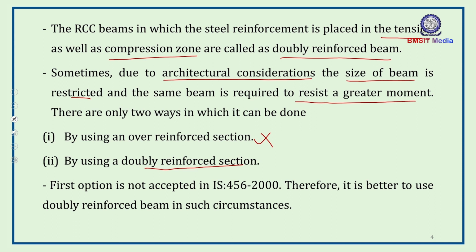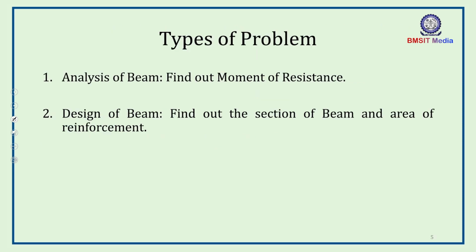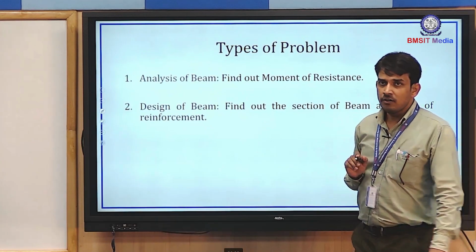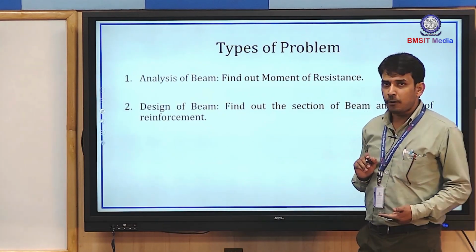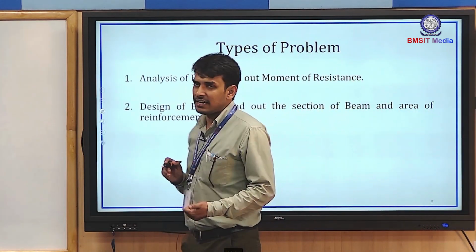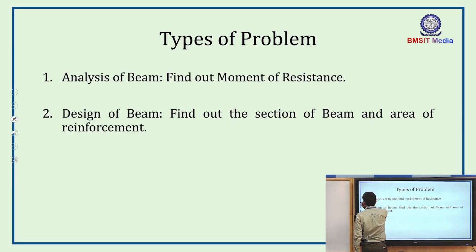Okay, so in such specific conditions, we can't increase the size of the beam. That's why whatever section size we have, we have to design within that only. So instead of going for a singly reinforced beam, we will go for the doubly reinforced beam, and that is economical for us in that case, as compared to the over-reinforced singly reinforced beam. Now, again in this chapter, we have two types of problem: analysis and design. In this lecture we are talking about the analysis of the beam.